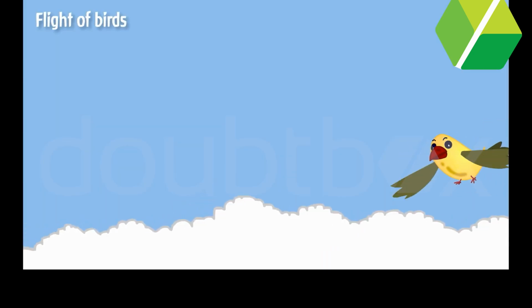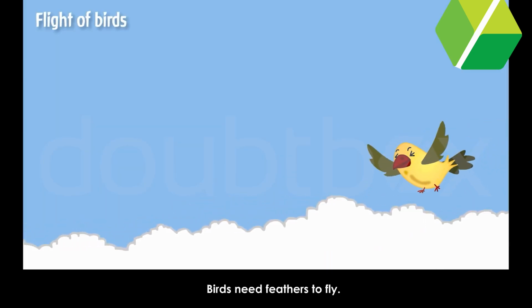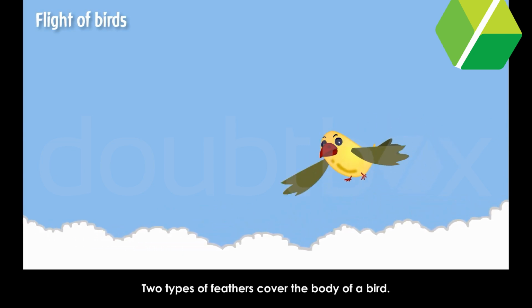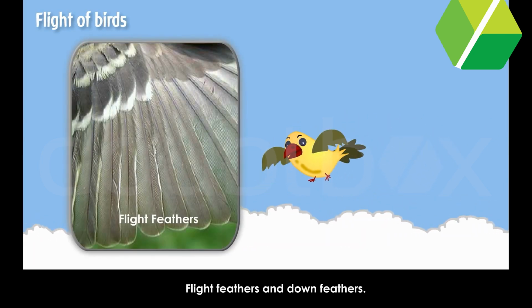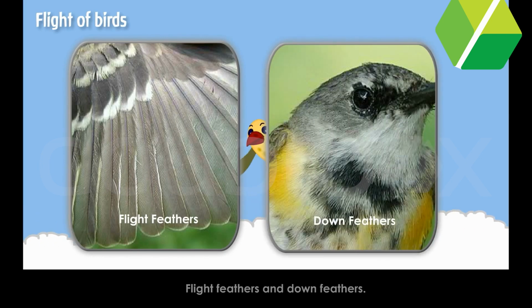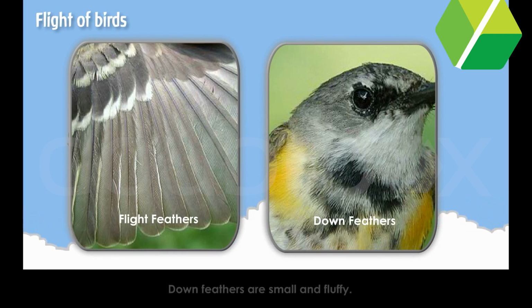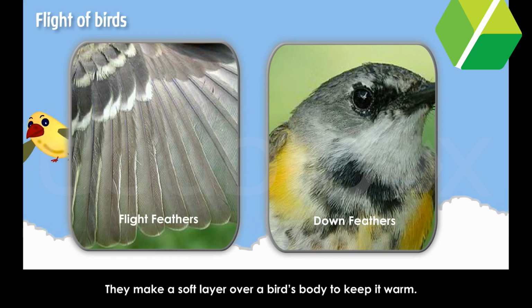Flight of birds. Birds need feathers to fly. Two types of feathers cover the body of a bird: flight feathers and down feathers. Flight feathers are long and flat. They are found in the wings and tail of a bird. Down feathers are small and fluffy. They make a soft layer over a bird's body to keep it warm.